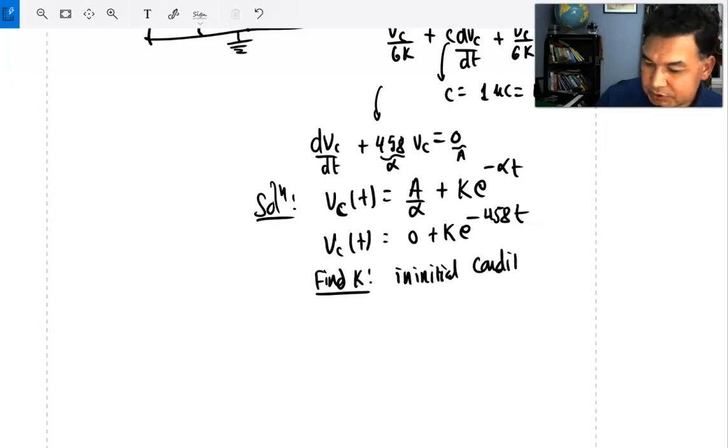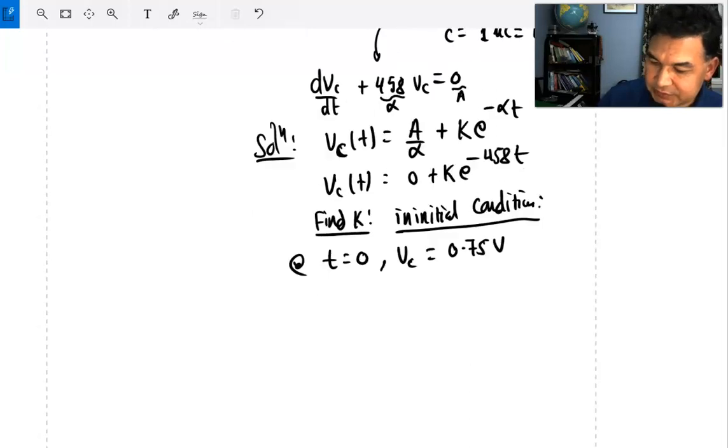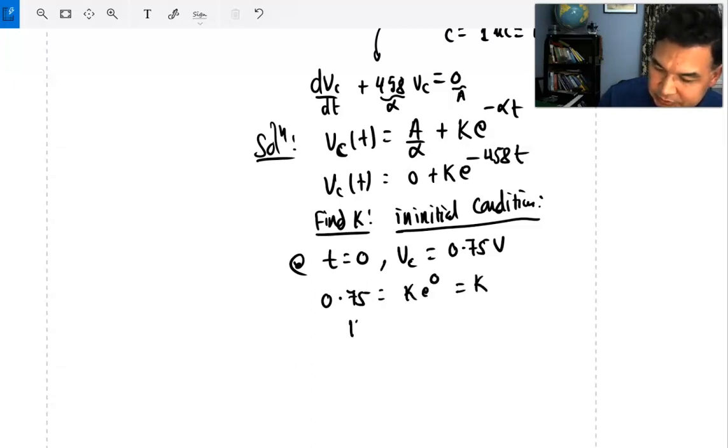And what was the initial condition? The initial condition was at t equal to 0, the voltage across the capacitor was, if you go back to the beginning, that's the reason we found this in the very first place, right? Use that. So at t equals 0, 0.75 is K e to the 0, so it's K. So K is 0.75, right?